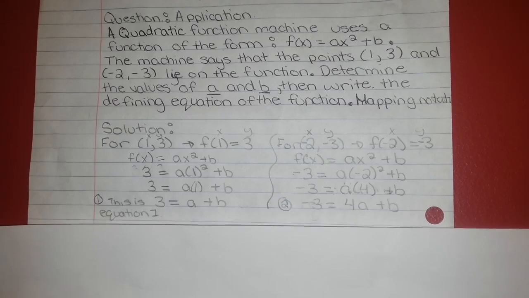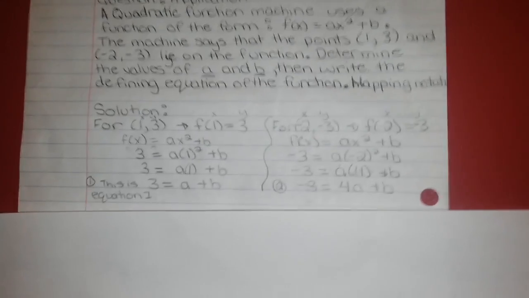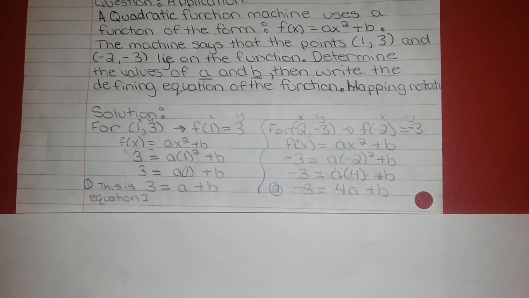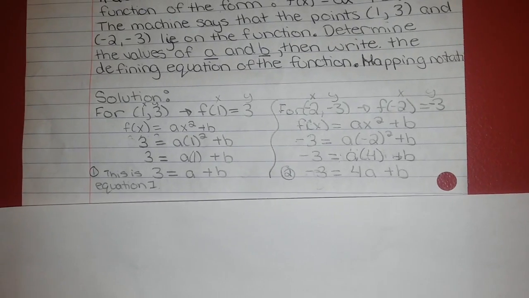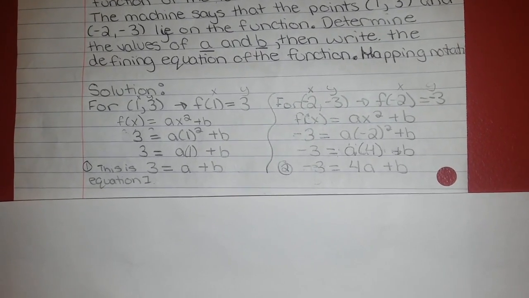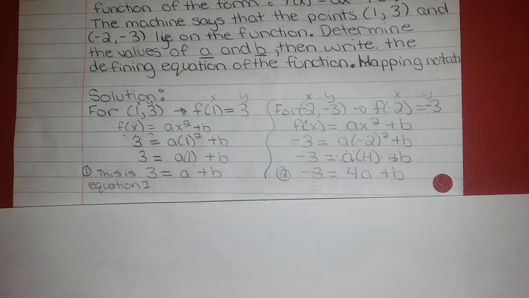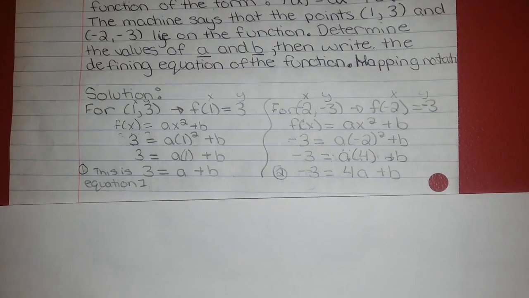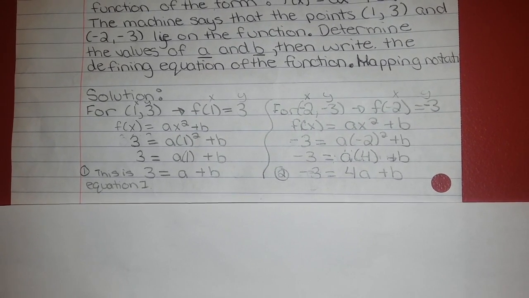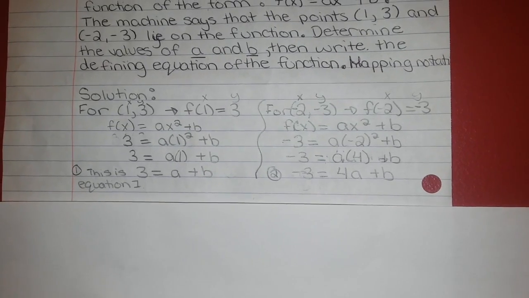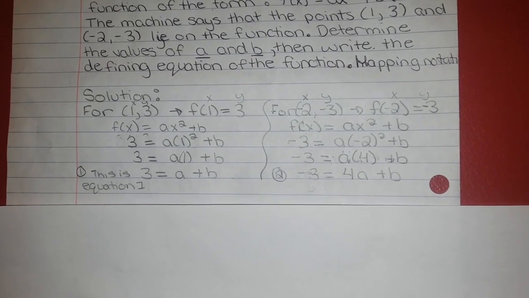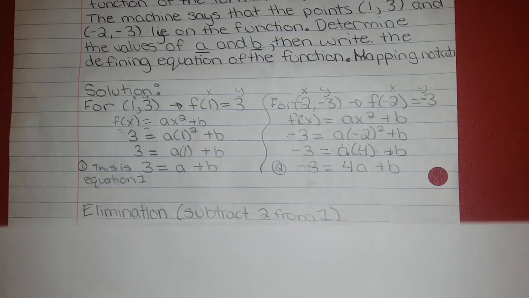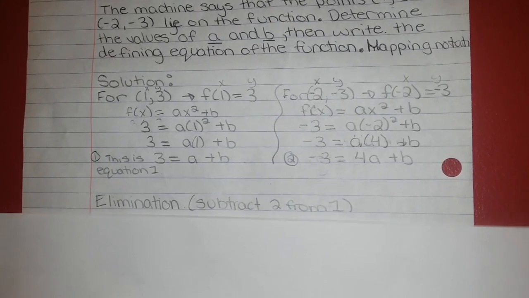Now we're going on to the second point. For x equals negative 2 and y equals negative 3, we're going to place it into our f of x equation. So f of negative 2 equals negative 3. Now we put it into the equation we're given before, and we're left with negative 3 equals 4a plus b. This will be our second equation. So now how we're going to solve this is we're going to use elimination.